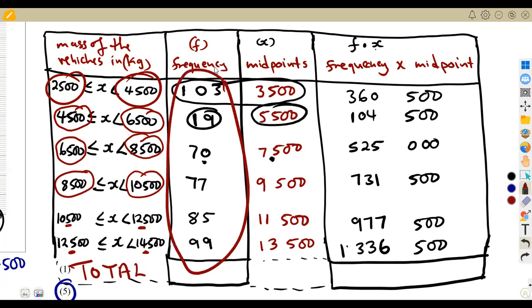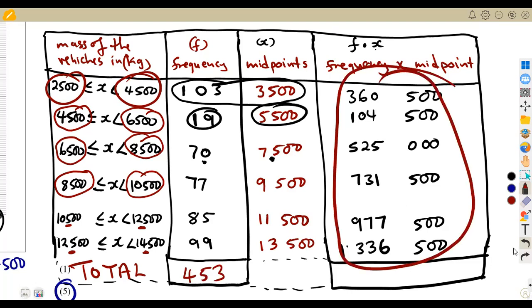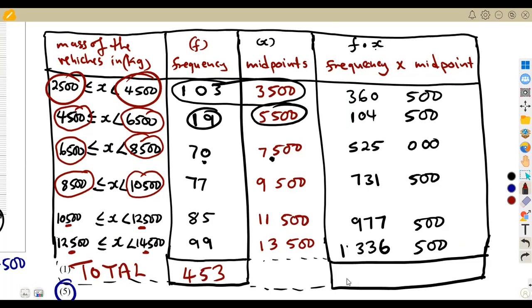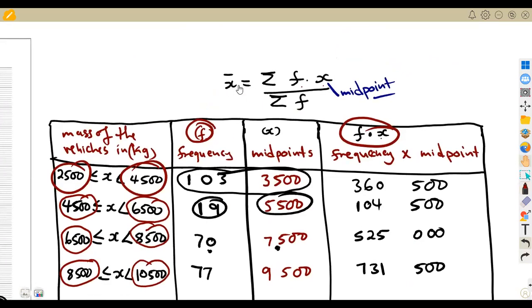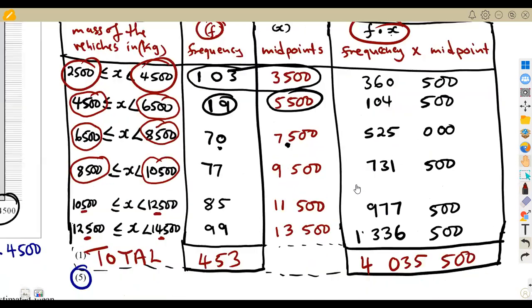So we add our frequencies together. If we add these numbers, we're going to obtain 453. And if we add everything here on your calculator, punch in the values, that will be 4,035,500. So we have the total of the frequency times midpoint, and also the total of the frequency. This is what we needed on our formula to calculate the mean. Let me just write the formula again.